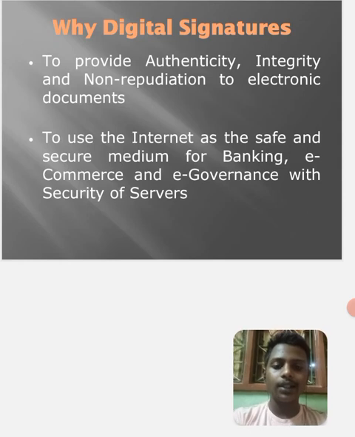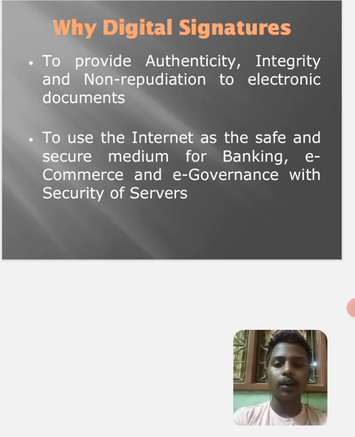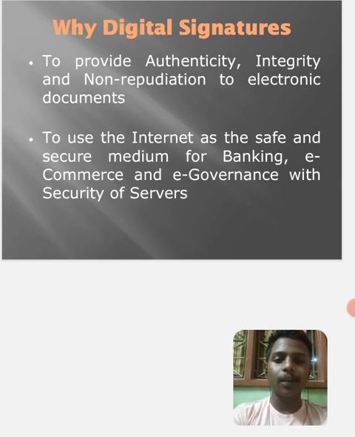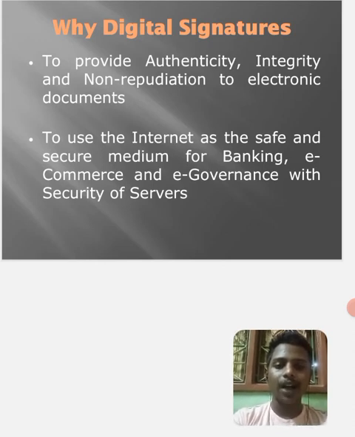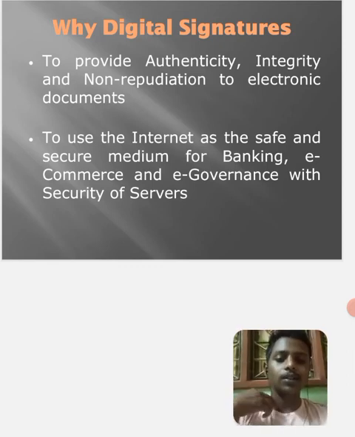Why digital signature? To provide authenticity, integrity, and non-repudiation to electronic documents. That means a PDF, PPT, and files like that. And to use the internet as a safe and secure medium for banking, e-commerce, and governance, with security of servers.